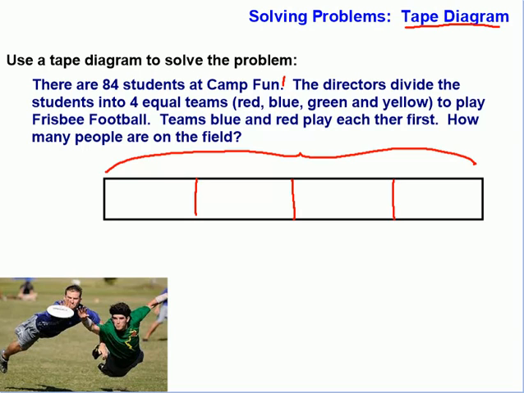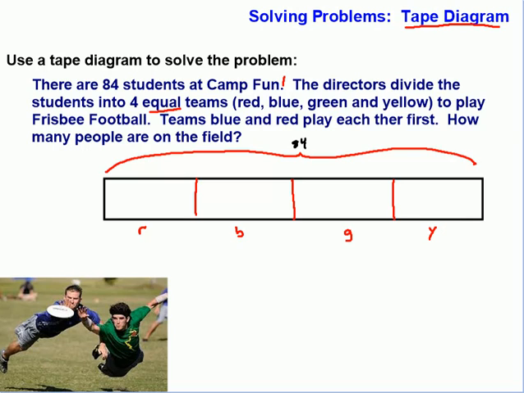Now, we know that there are 84 students total at Camp Fun. And we know that the directors divided them up into 4 equal teams. Not just 4 teams, but 4 equal teams. So what we need to do is find out how many people are in each one of these teams, because this might be the red team, the blue team, the green team, and the yellow team. So let's try dividing these up.